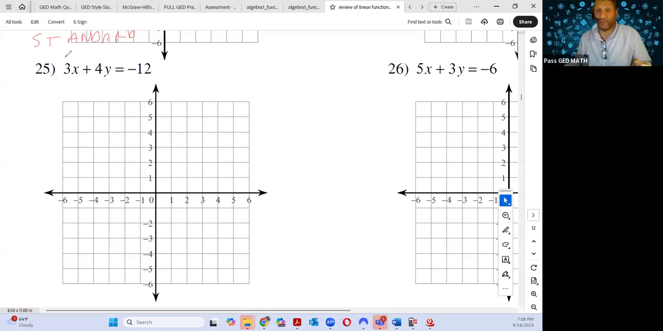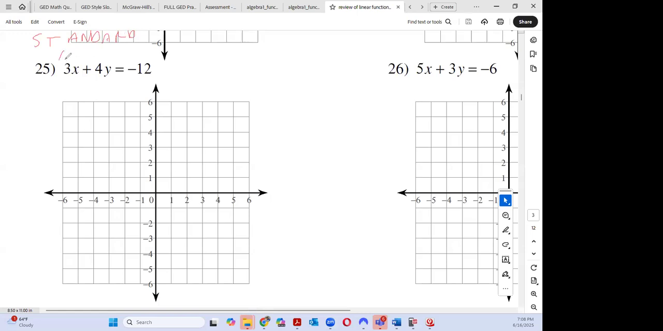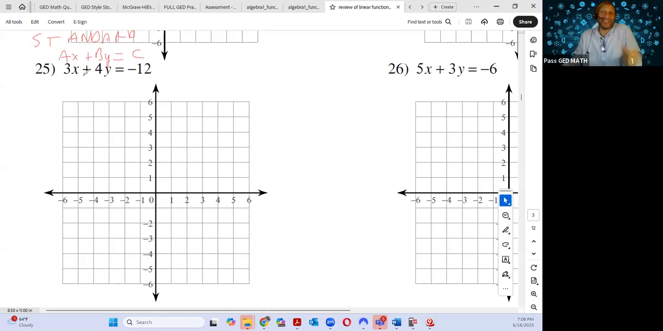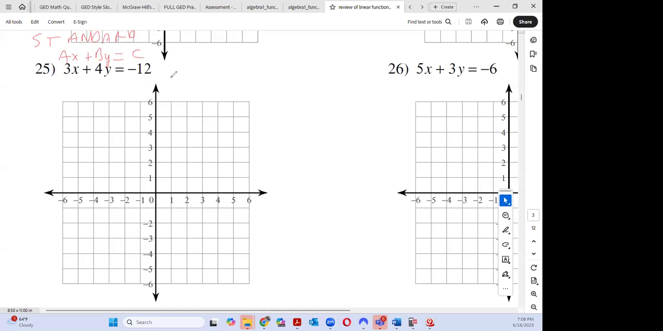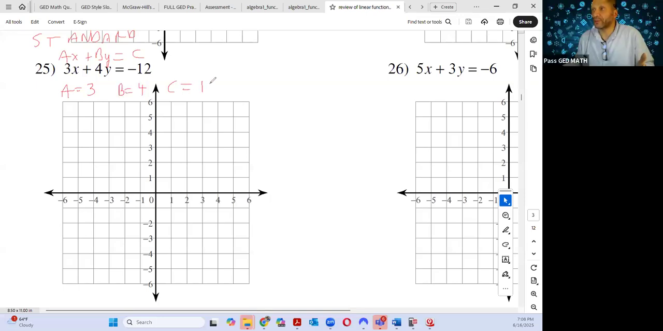What is standard form? Ax plus By equals C. When you know this down, you should be able to look at this and say that my slope is -3/4. But my A is what? Your A is 3. My B is what? 4. My C is what? -12.